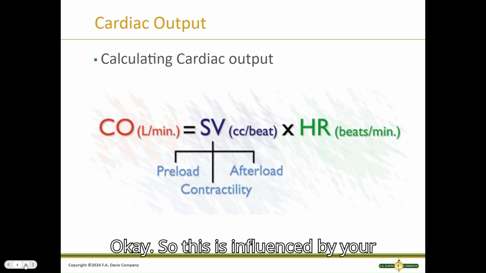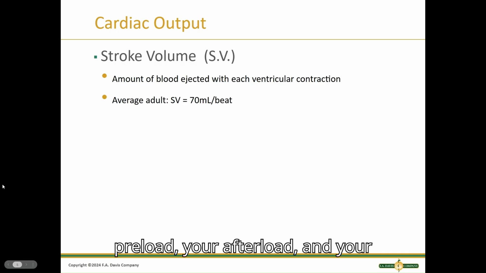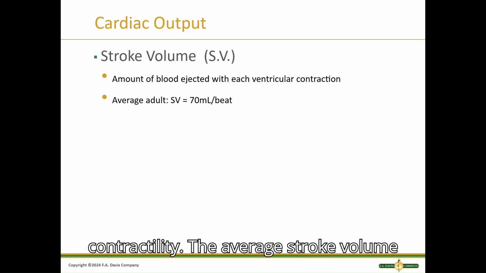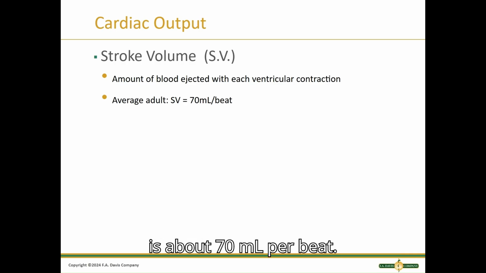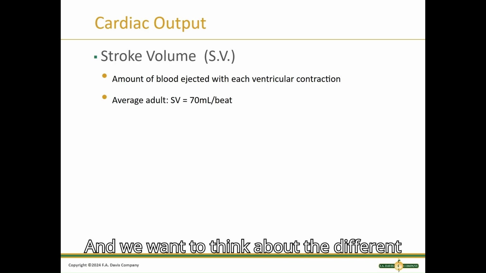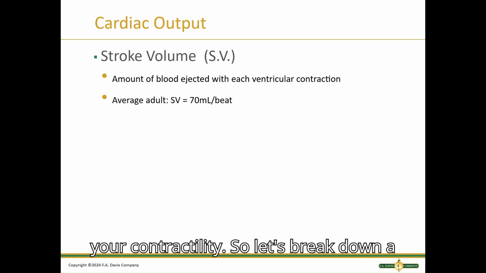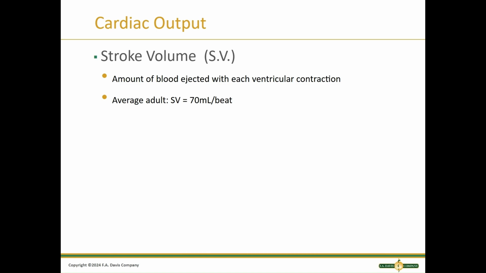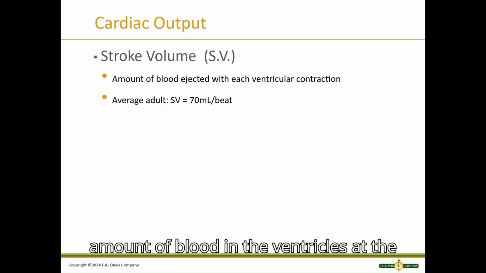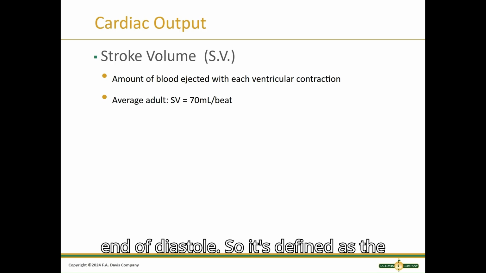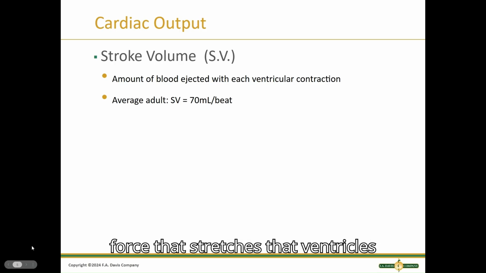So let's break it down a little bit more. Stroke volume is the amount of blood ejected with each ventricular contraction. This is influenced by your preload, your afterload, and your contractility. The average stroke volume is about 70 mLs per beat, and we want to think about the different things that are affecting it. So your preload, your afterload, and your contractility. Let's break down a little bit more into that.